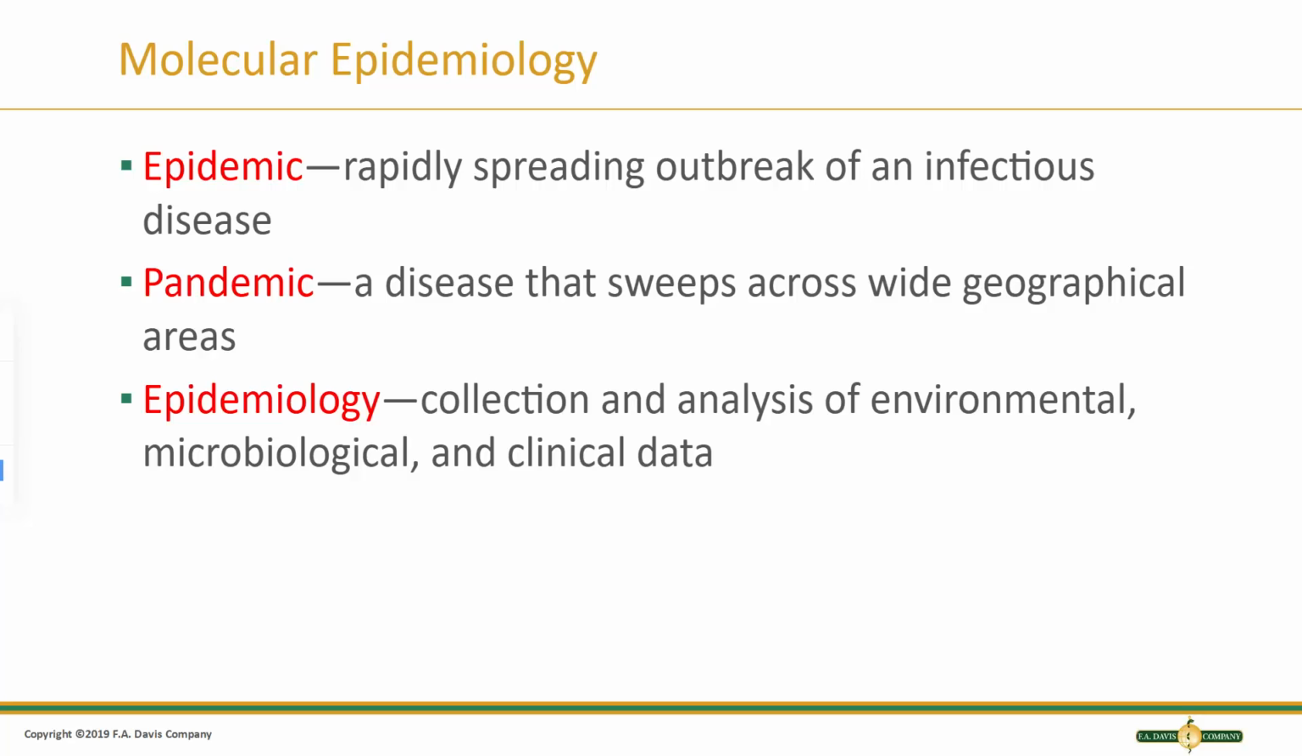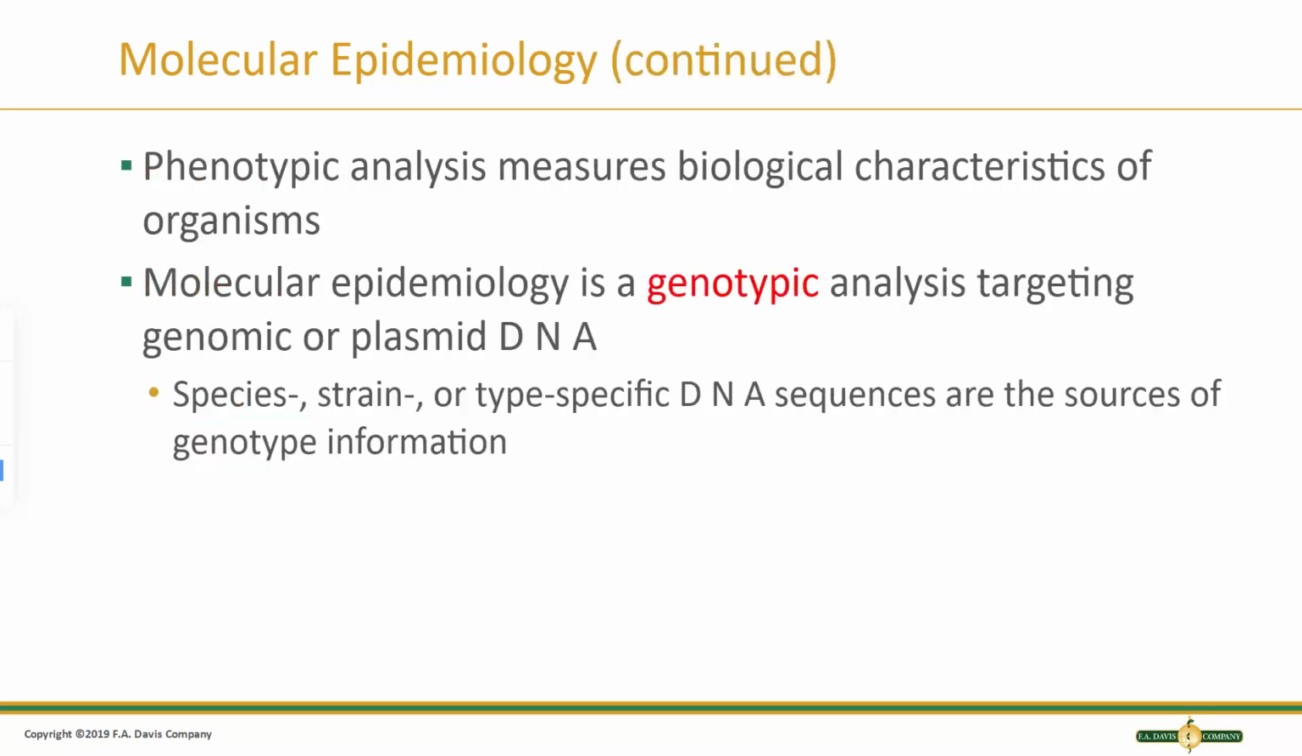Molecular epidemiology. Sometimes we want to track diseases across countries or across different parts of the world. An epidemic is a rapidly spreading outbreak of an infectious disease. A pandemic is a disease that sweeps across wide geographical areas, usually multiple continents. Epidemiology is the collection and analysis of environmental, microbiological, and clinical data. Phenotypic analysis measures biological characteristics of organisms. Molecular epidemiology is a genotypic analysis targeting a genome or plasmid DNA. Species, strain, or type-specific DNA sequences are the sources of genotype information.